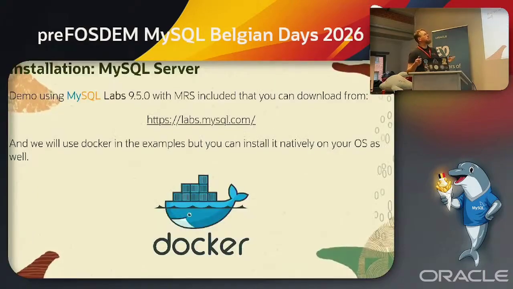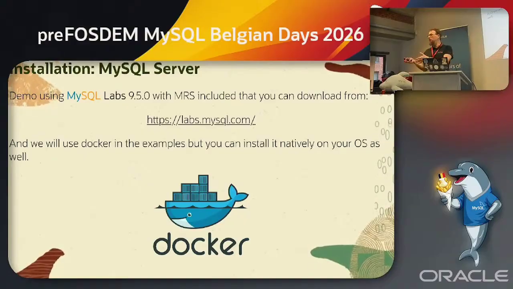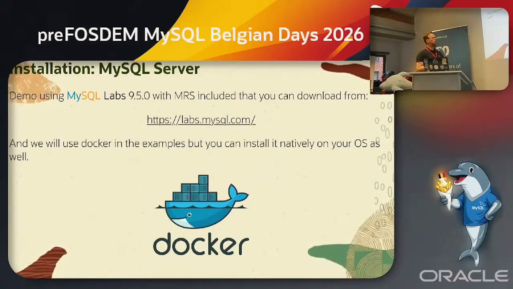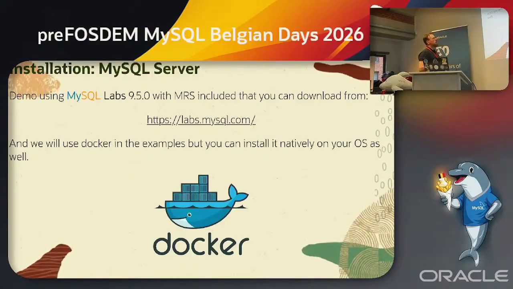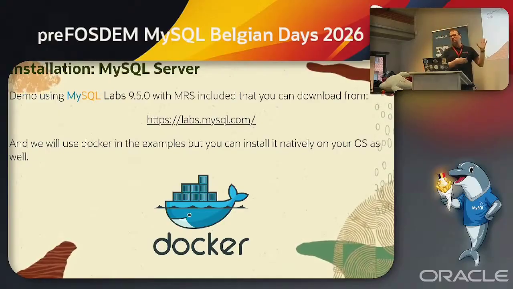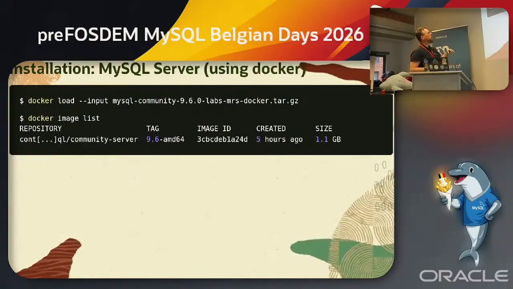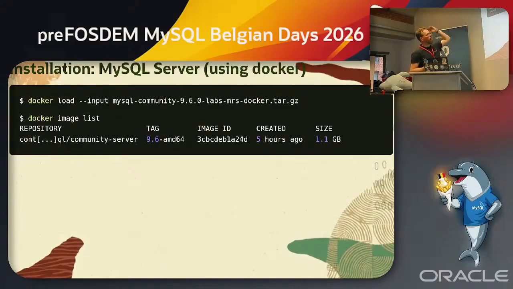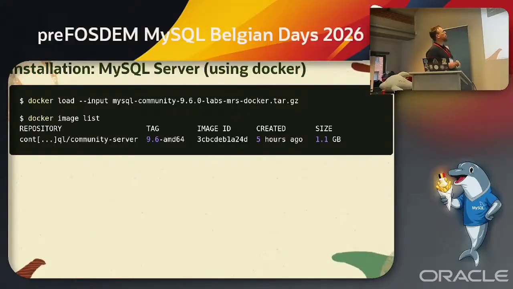So we will use this lab because I want to show you how to use the component and not the router, or not the one in OCI. To do that, I will use Docker. I'm not a big Docker fan, but I think it is so easy to show to people. You just download the MySQL Community 9.6.0 Labs MRS Docker image, and you load it, and you can see it's there.